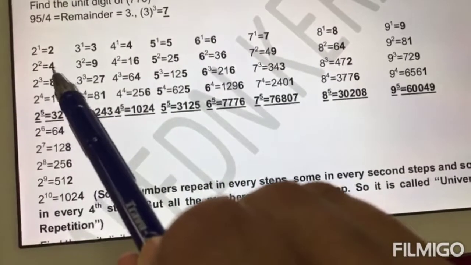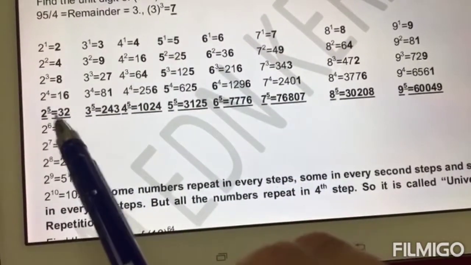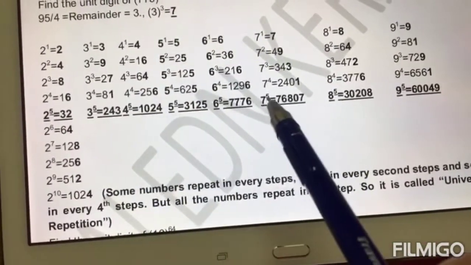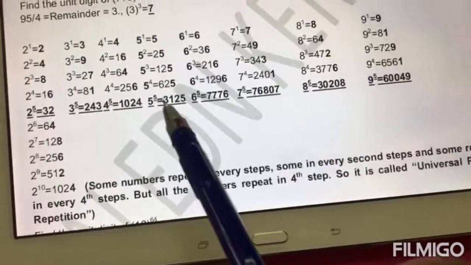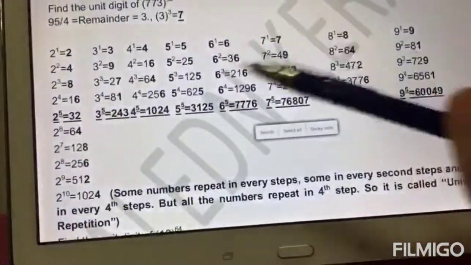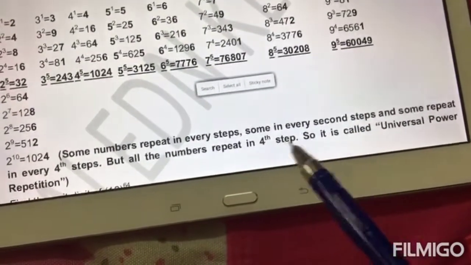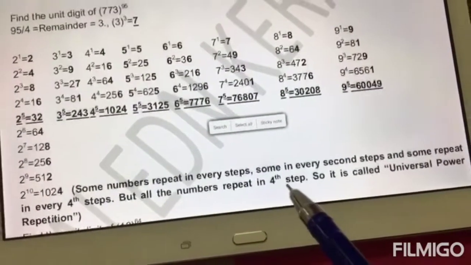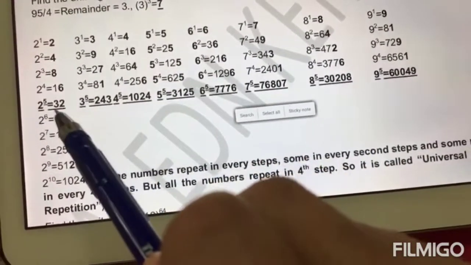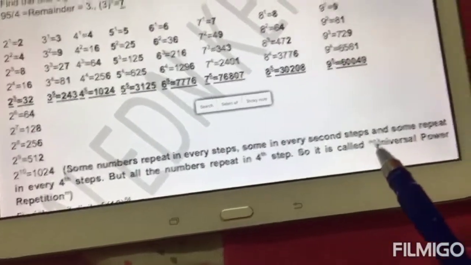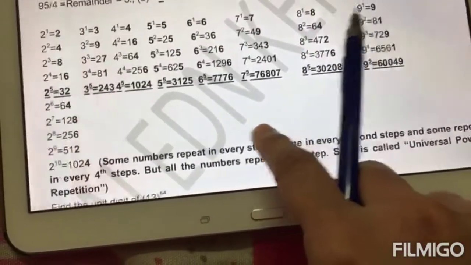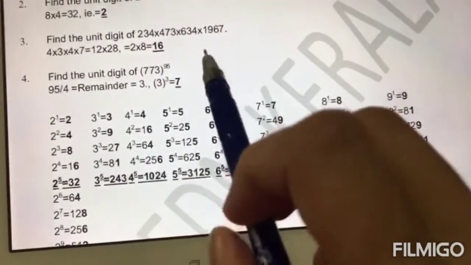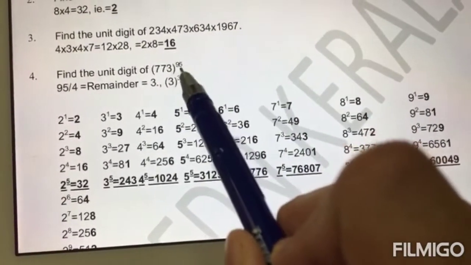That is, in the units digit, 2 comes again when it is raised to 5. 3 raised to 5, there is 3 in the units place. 7 raised to 5, there is 7 in the units place. So sometimes these numbers keep repeating in each step. Some repeat in every second step, some repeat in every fourth step. But all the numbers repeat in the fourth step. Actually, this is raised to 5, but they are calling it the fourth step. So it's called the universal power repetition.